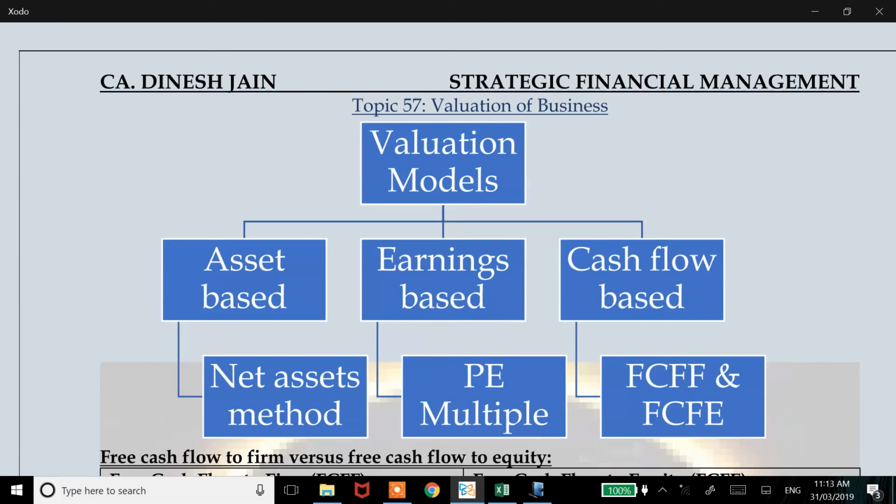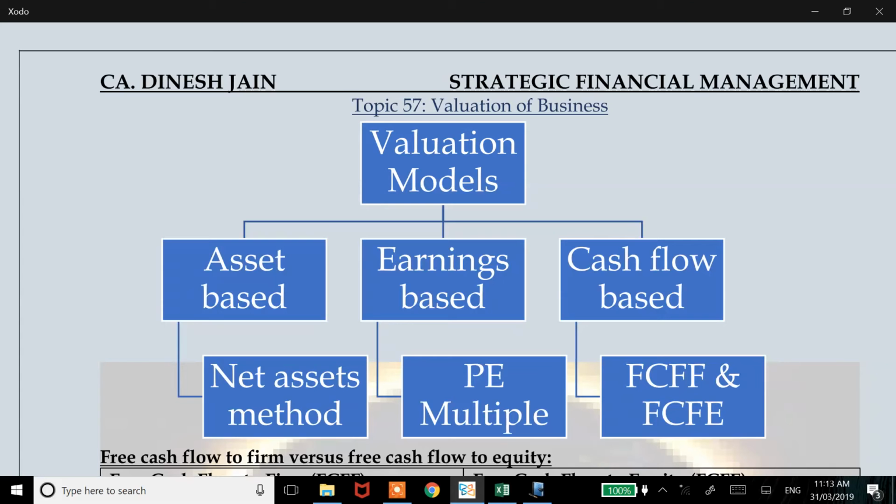I'm not going to get into book value. You will have to give all benefits of appreciation in prices, all that has to be factored in, and then you get to the value of the asset. So one is the net assets method. Earnings based is nothing but your PE multiple. Get the earnings, multiply it with the PE multiple.